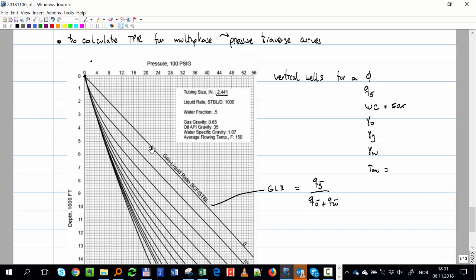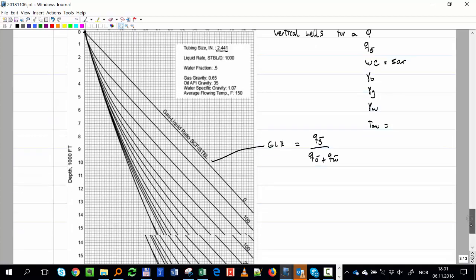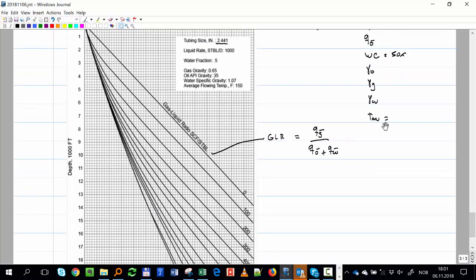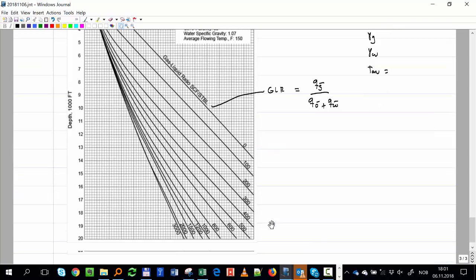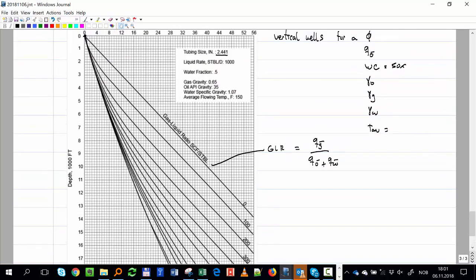For GLR 0. Now they change, keeping all the rest the same, rate, same diameter, same fluid properties, and for GLR 100, they again calculate the pressure for every depth, and then 200, 300, 400, and so forth. And they included that.